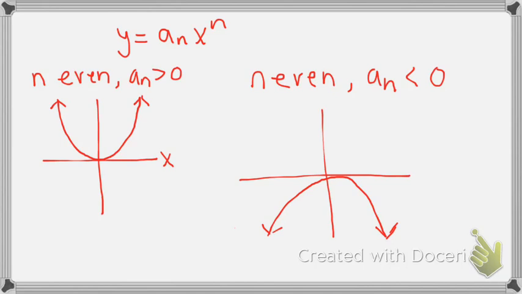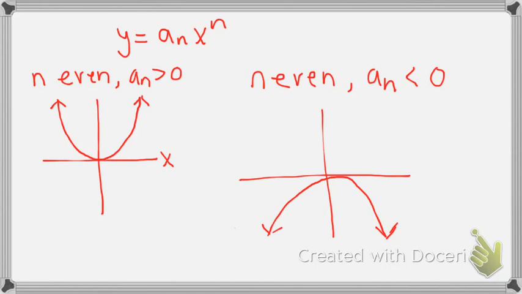But in the case that the power on the leading term is even, if the coefficient is positive, it opens up, and if the coefficient is negative, it's going to open down. Given a polynomial, we can look at the leading term and draw a rough sketch of its graph, and that'll help us do the end behavior. We'll see an example in just a moment.